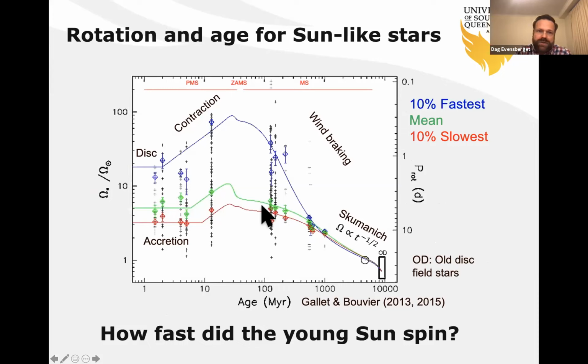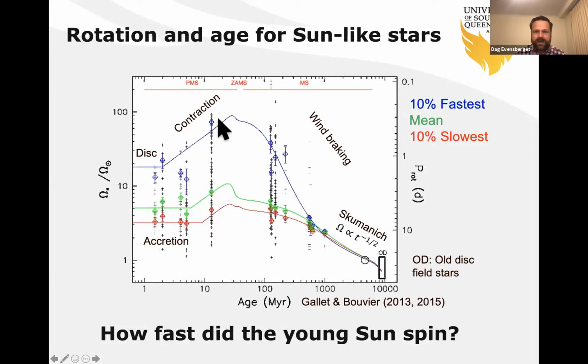So here's a plot of rotation versus age for sun-like stars. After a stage of contraction where the stars actually rotate more and more rapidly, we enter into the phase from about 30 or so million years, where the dominant phenomenon is wind breaking, slowing down the rotation of the stars.